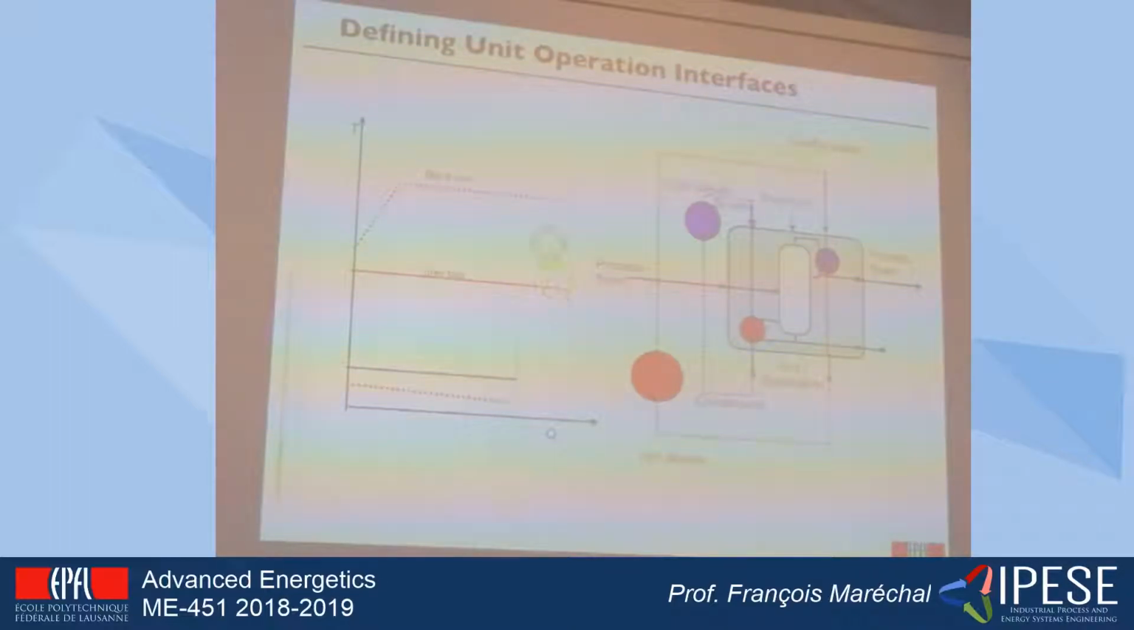Which means that I can then replace this hot stream, this one, by this one, which is at a lower temperature. And the same, the hot stream that was in the utility system can be replaced by this one, which is what is happening here, which is the condensation of the boiler.